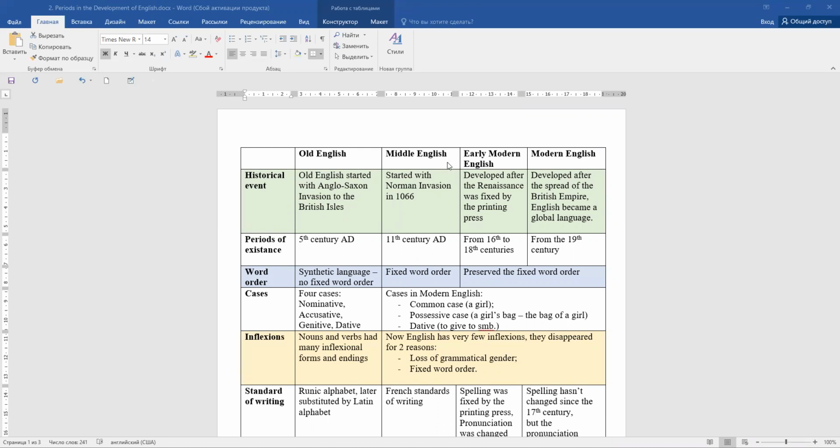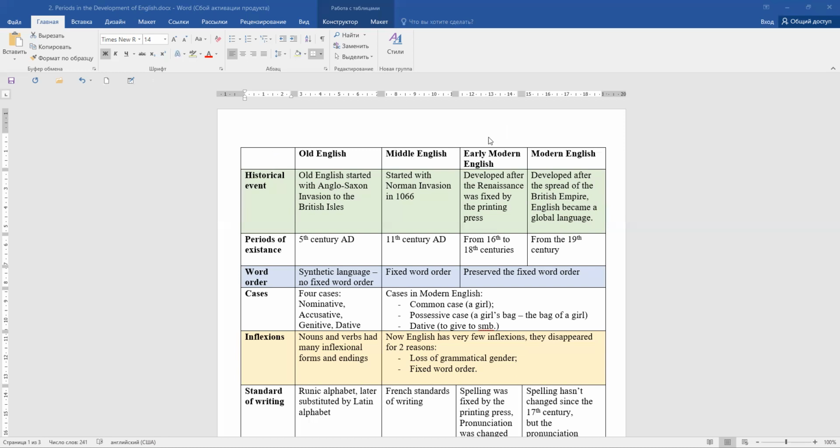Middle English started with the Norman invasion in 1066 in the 11th century AD. Early Modern English developed after the Renaissance and was fixed by the printing press. Its development started in the 16th century, and Modern English developed after the spread of the British Empire, when English became a global language. This process started from the 19th century.